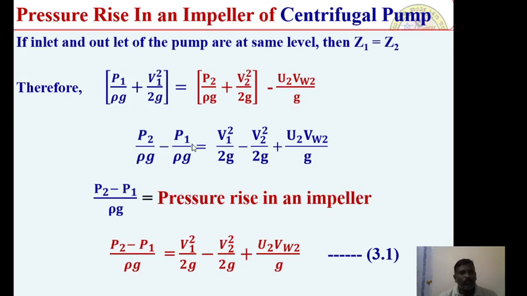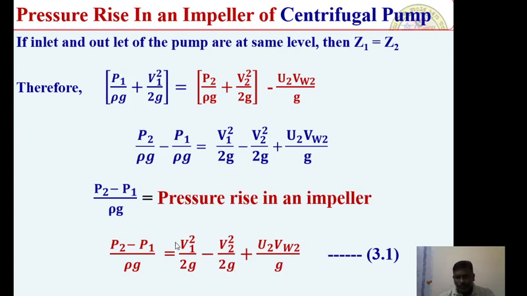That will give you the rise in pressure inside the impeller. That is given by V1 square by 2g minus V2 square by 2g plus U2 Vw2 by g. Therefore, (P2 minus P1) by rho g is equal to the pressure rise in an impeller. So this is very, very important. Therefore, if you write this expression, (P2 minus P1) by rho g is equal to V1 square by 2g minus V2 square by 2g plus U2 Vw2 by g.